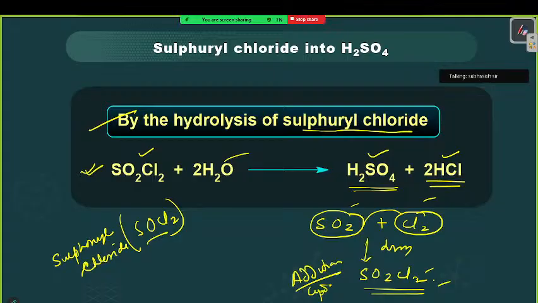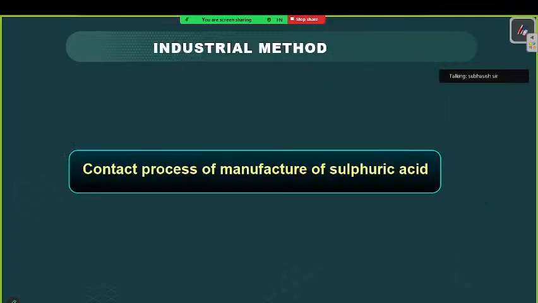But the most important part of this chapter, I should say, is the industrial method for the preparation of sulfuric acid. Now we should discuss the different aspects of this particular method. Now the contact process for the manufacture of sulfuric acid, this is the industrial method.